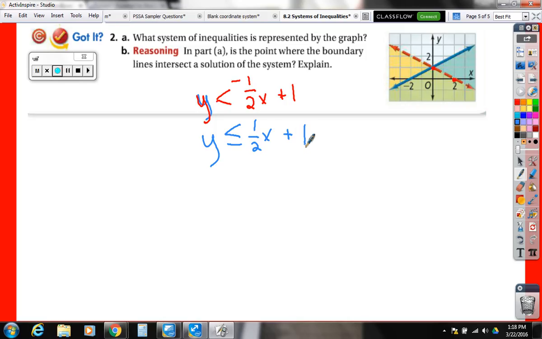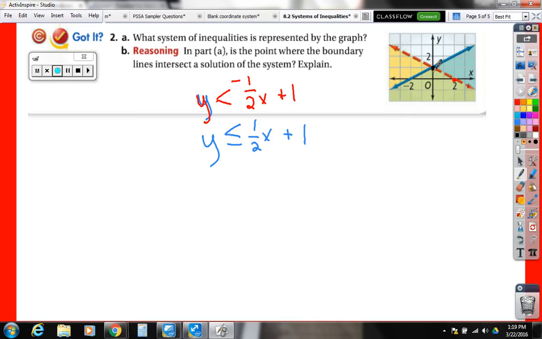Okay, now, part B asks us, in part A, so the system that we just wrote, is the point where the boundary lines intersect a solution of the system? So, choose a different color. This point right here, would that be a solution to that system? What do you think? Right there, this point where the two lines intersect, could that be a solution to the system? You're shaking your head no, why not? Because it's not in the shaded part.